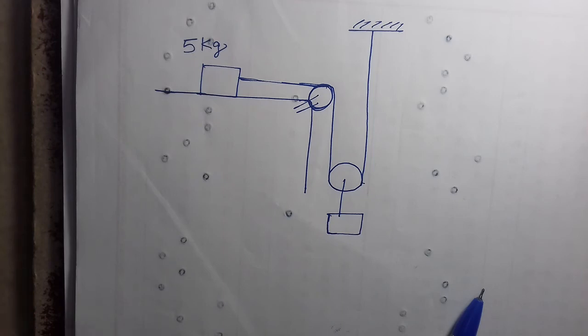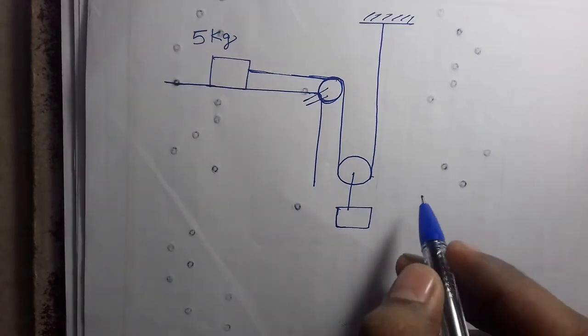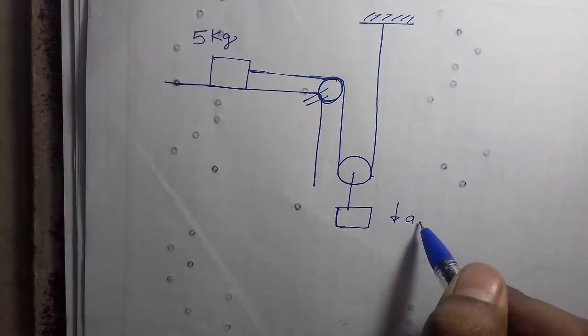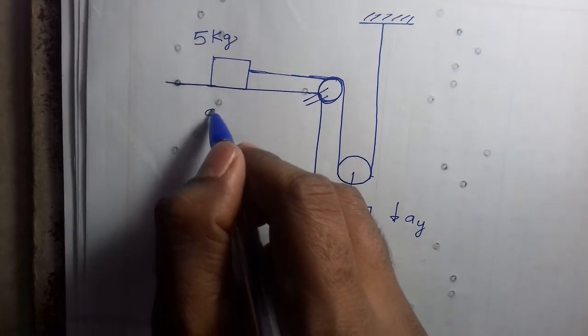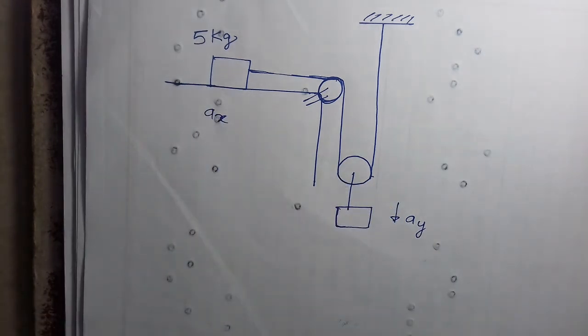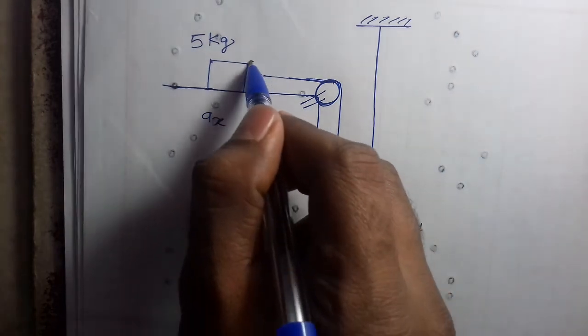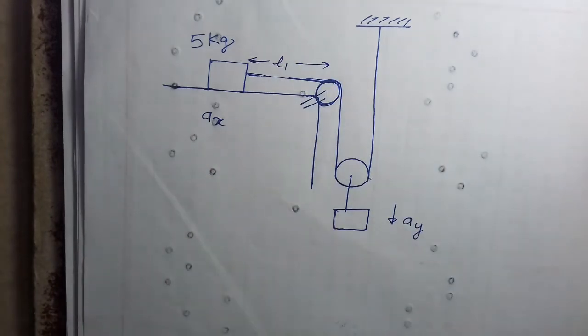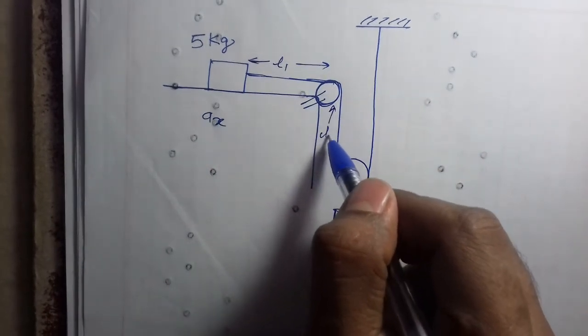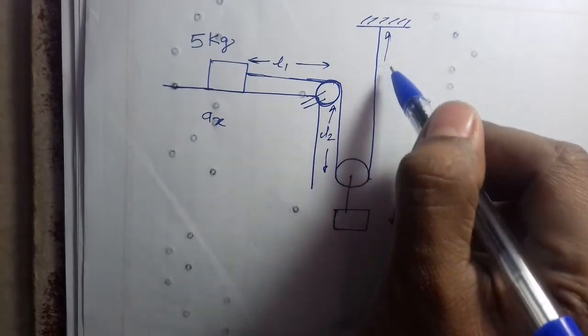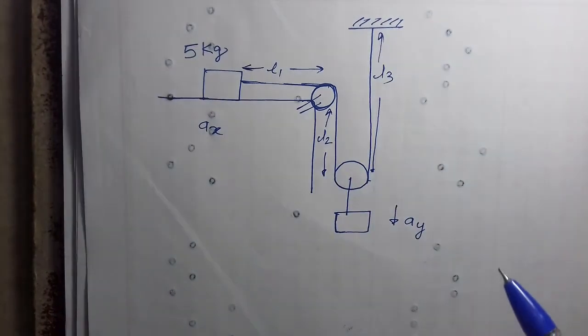Then the last one: how to find the acceleration of each block, the relation between the accelerations of each block. In this case, let the acceleration of this block be AY, and the acceleration of this block be AX. These two accelerations may or may not be different, but we have to check. This length we will consider as L1, this length as L2, and this length as L3. Okay.